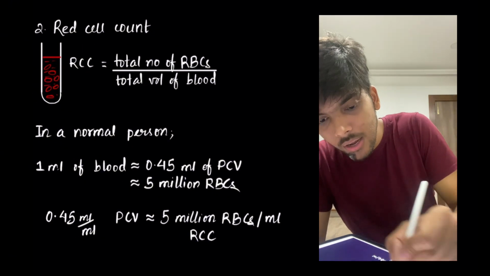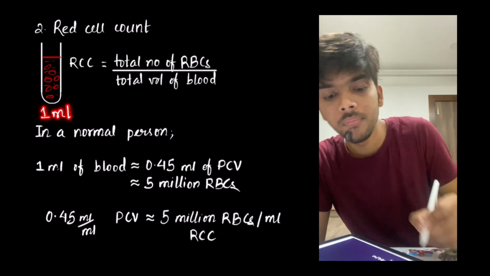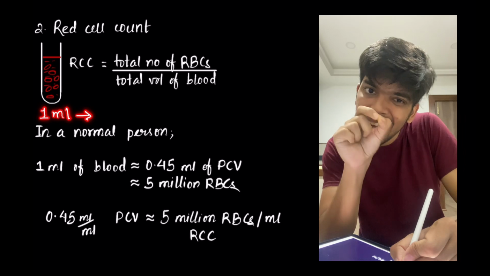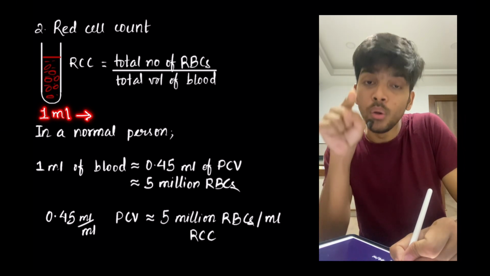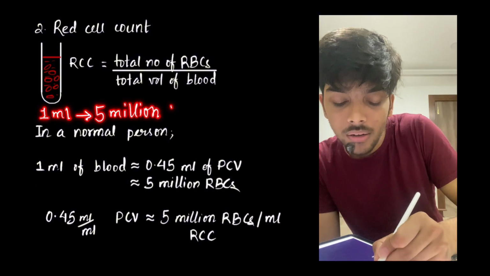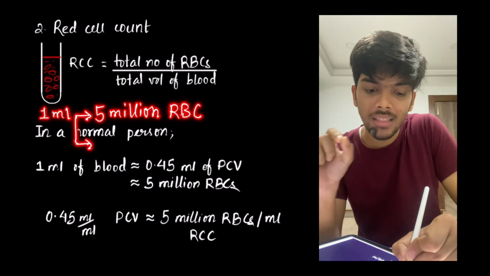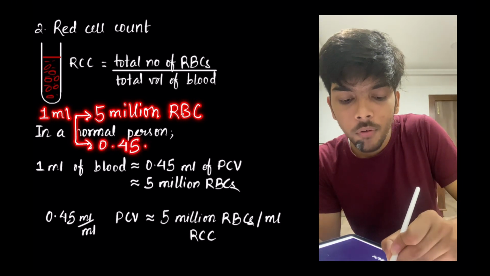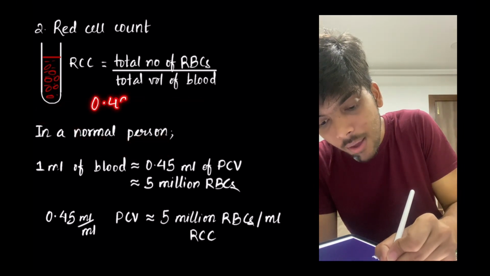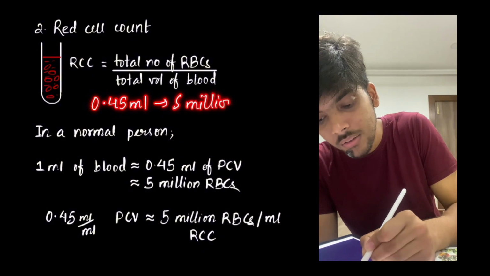And this same 1 ml of blood also contains 5 million red blood cells. So let's say I have taken a test tube, and this test tube right here contains 1 ml of blood. In this 1 ml of blood, if you were somehow able to count individual RBCs one by one, you'd find that there are altogether 5 million RBCs. And if you are somehow able to measure the volume of all those RBCs, you'd find that they compose 0.45 ml of the blood. So that means 0.45 ml of this blood contains 5 million RBCs.